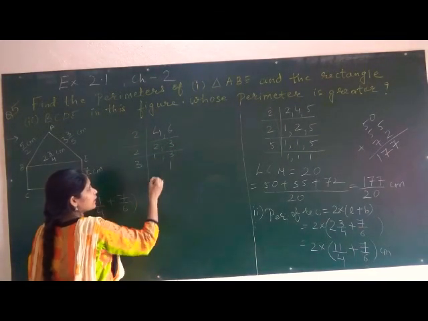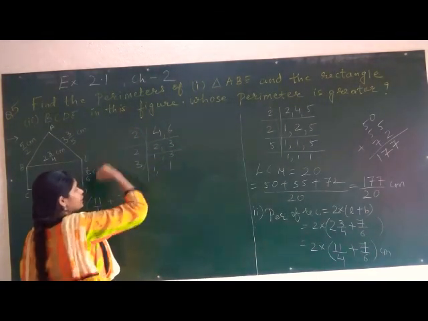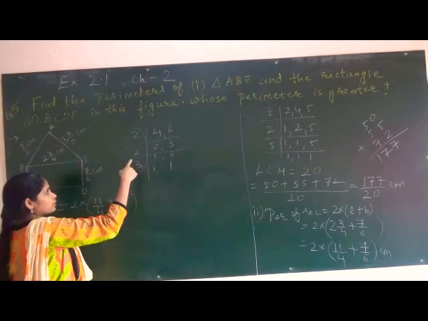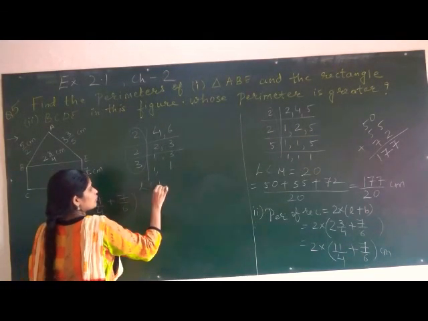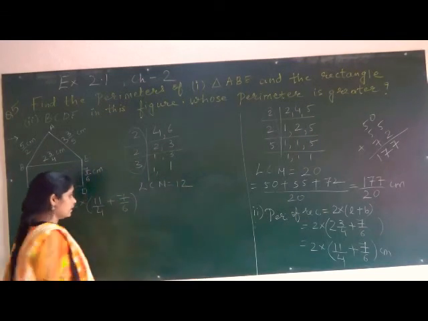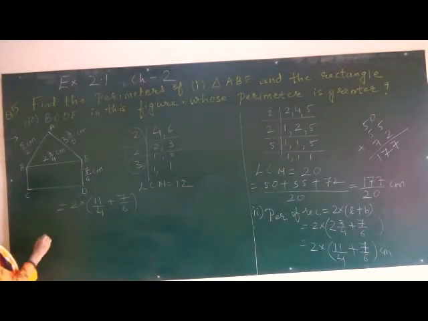Now 3 1s are 3 and this as it is. Now we will multiply this. 2 2s are 4 and 4 3s are 12. So our LCM is 12. So here 12 should be there.